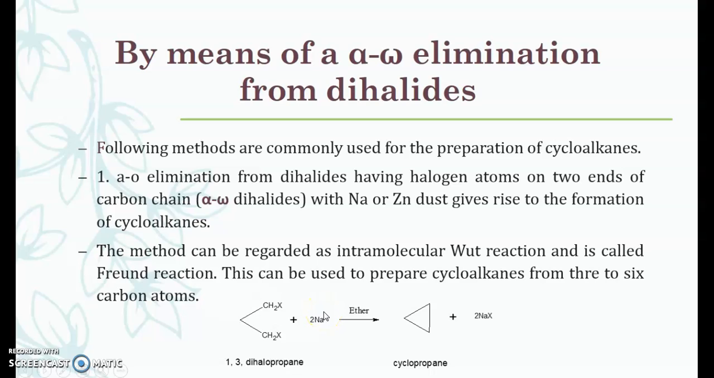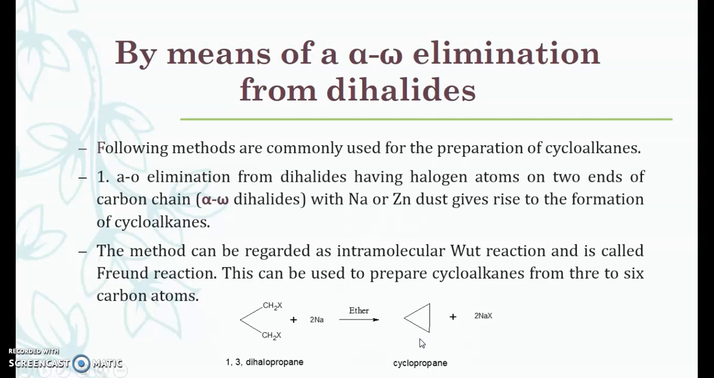Here we can see the reaction involved in the synthesis of cyclopropane. As I said, if there are halogen atoms at the terminal carbon atoms, with the help of either sodium or zinc, when we heat this in ether, these halogens combine with the sodium, and due to the loss of the halogens, these 2 carbon atoms form a new single covalent bond, which leads to the formation of cyclopropane. Here 1,3-dihalopropane is converted into cyclopropane.